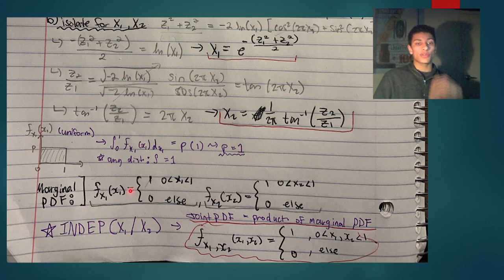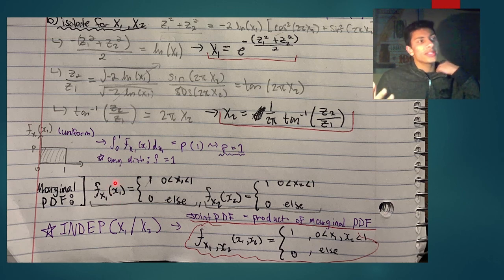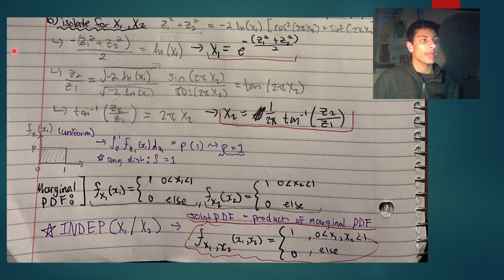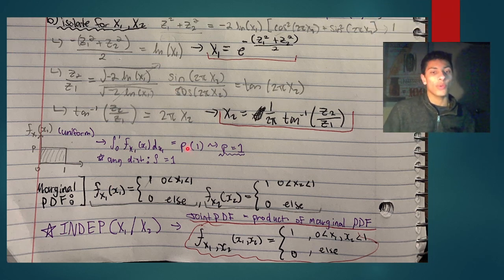So doing this integral, we found the marginal PDF of x1, which would be the exact same as the marginal PDF of x2, given that they have the same conditions and they are both the same type of variables. So we have these marginal PDFs here. We found it for x1 and for x2.